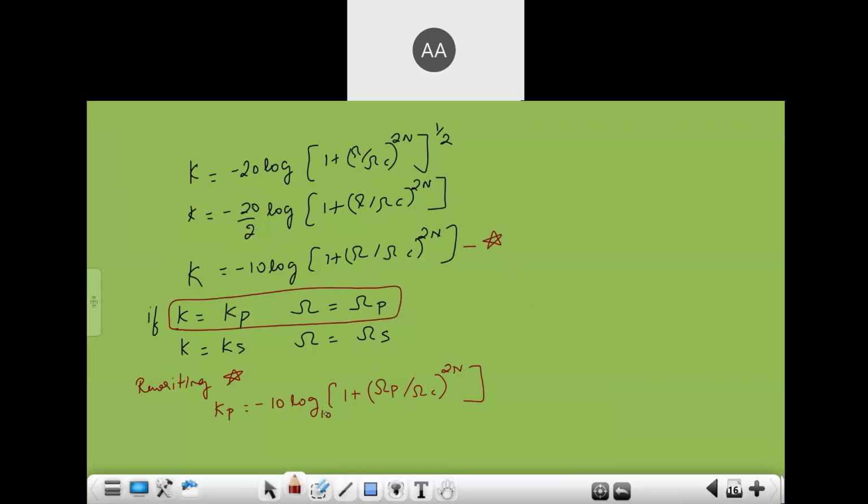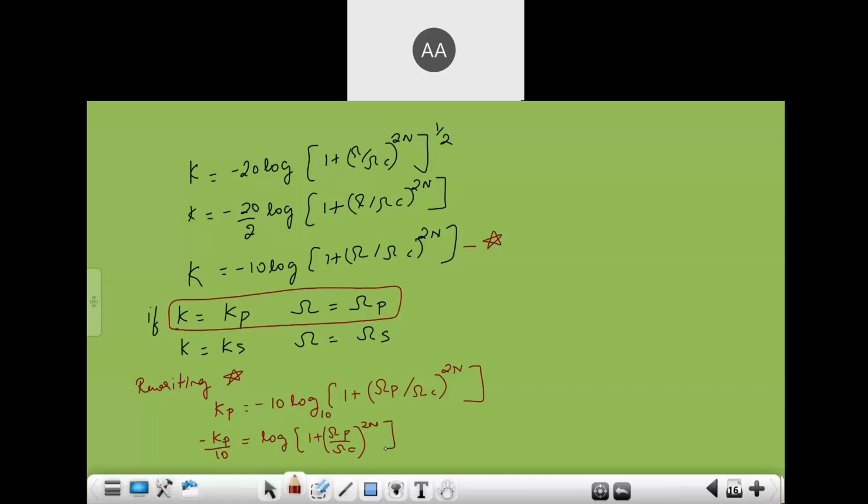So what happens? How will I write it? I can write it as 10 power kp, right? Even minus I can send to the other side. First I'll take this minus 10 to the other side. So I'll write it as minus kp by 10 is equal to log of 1 plus omega p by omega c whole thing to the power 2n, right? I'll write it this way.